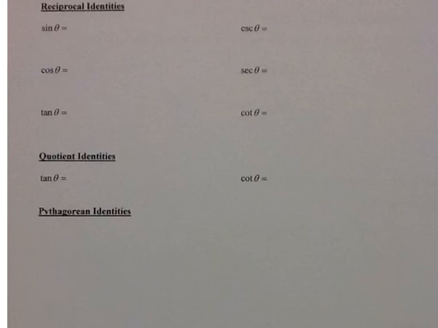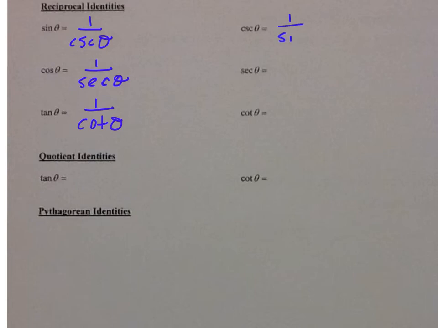So reciprocal identities. So sine theta is equal to 1 over cosecant theta. Cosine theta is equal to 1 over secant theta. And tan theta is equal to 1 over cotangent theta. Cosecant theta is equal to 1 over sine theta. Secant theta is equal to 1 over cosine theta. And cotangent theta is 1 over tan theta.